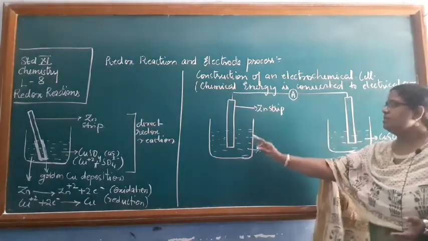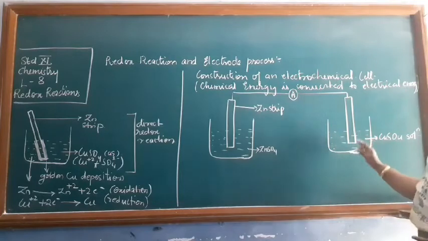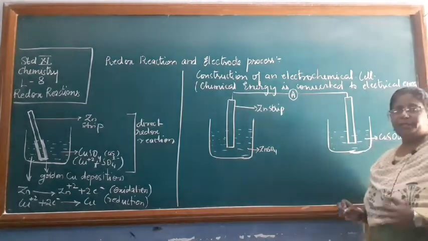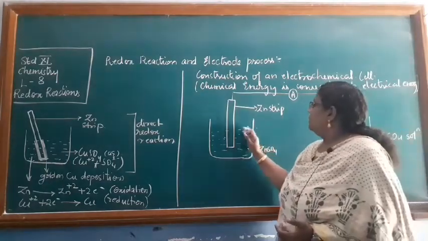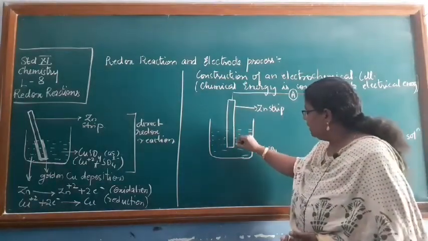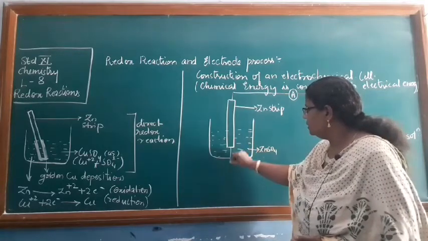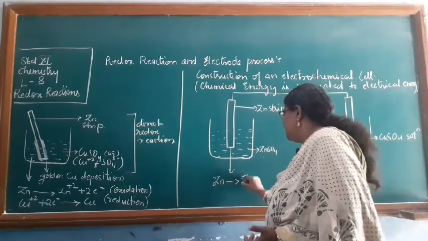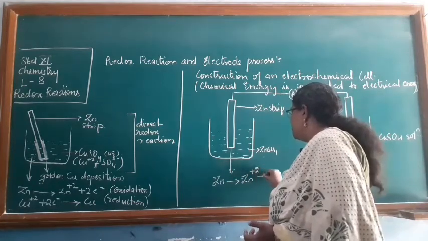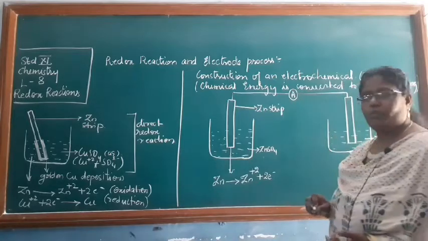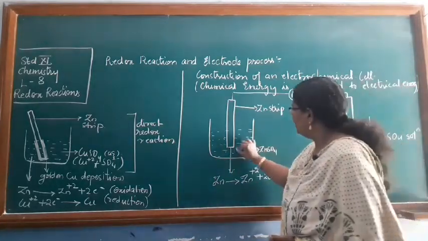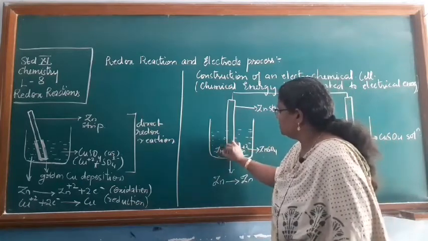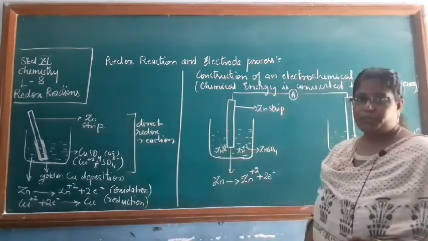You have placed the zinc strip in the zinc sulphate solution and copper strip in the copper sulphate solution. You have separated them into separate vessels. This zinc strip, when it is in the solution, will undergo the oxidation reaction, giving Zn plus 2 ion plus 2 electron. Now this solution already has Zn plus 2 ions, and more and more Zn plus 2 ions will be formed here.